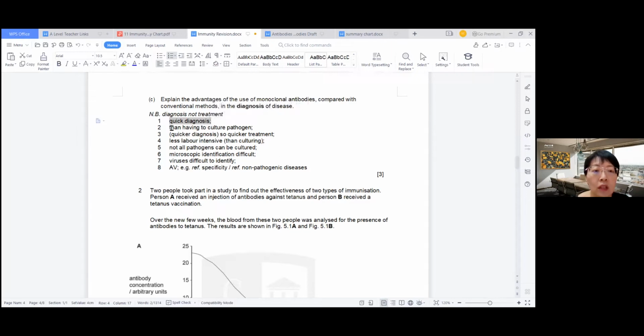Okay, and then different pathogens need different living conditions, and some pathogens need blood to grow. So we need to grow them in blood agar, right? That means the agar is added with blood. Of course, not human blood lah. Okay, we're going to take horse blood or whatever blood. Okay, so that's the culturing of bacteria, versus diagnosis using MAB, which is faster.